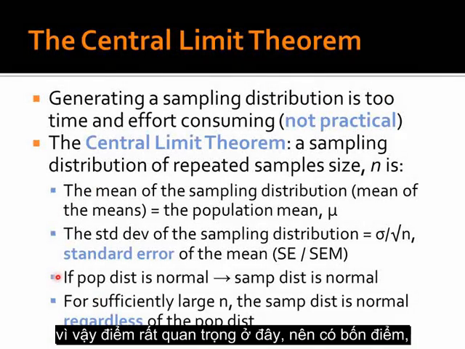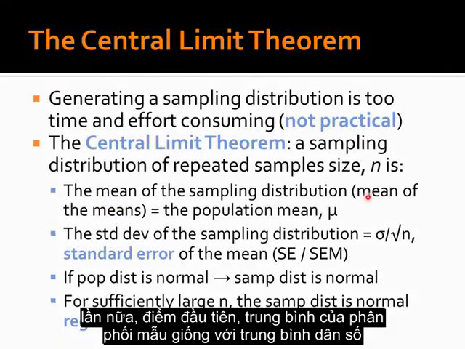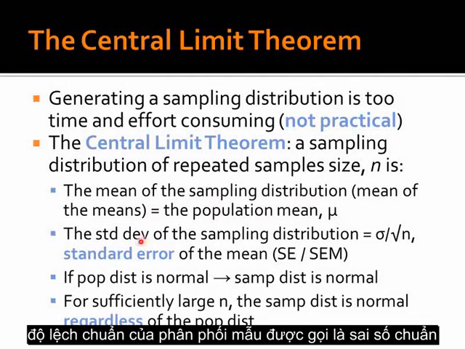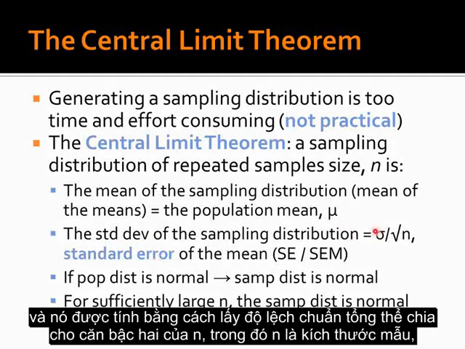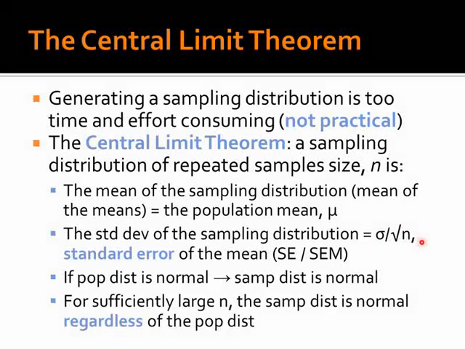So these are the 4 points. Again, first point, the mean of the sampling distribution is the same as the population mean. The standard deviation of the sampling distribution is known as the standard error, and is calculated by taking the population standard deviation divided by square root of n, where n is the sample size.